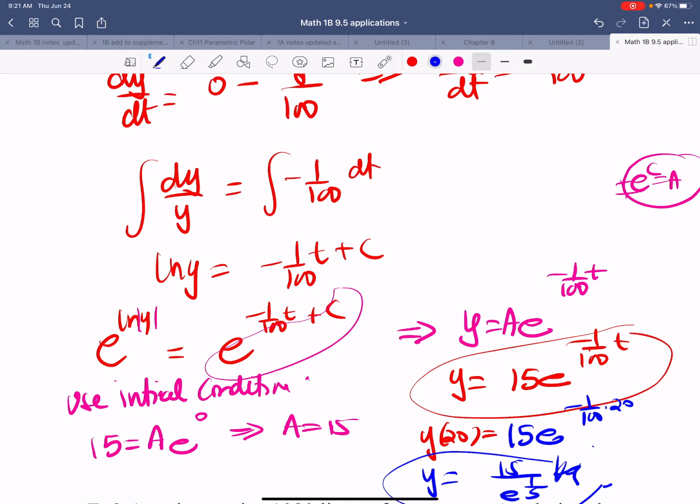All right, so that's it, and these were the two examples where we were mixing applications of differential equations.